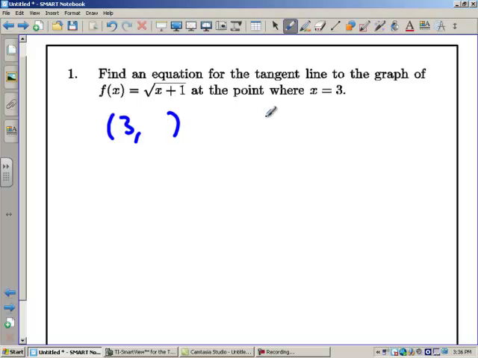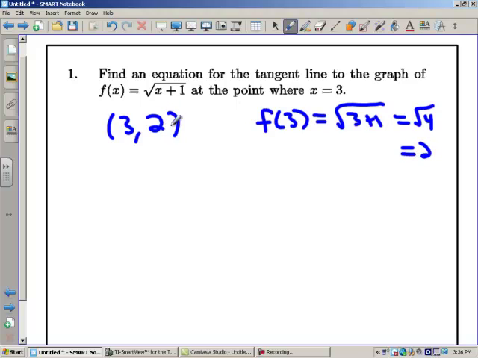And that's very simple. You want to find f of 3 by plugging 3 in for x, and you get that that's the square root of 4, which is 2. So we have our y coordinate. So we've got our point. What are we missing to write the equation of a tangent line? We need the slope. And how do we find the slope? We need f prime.